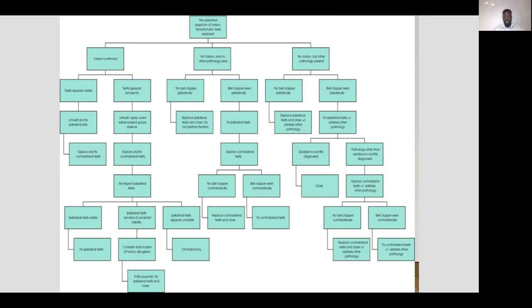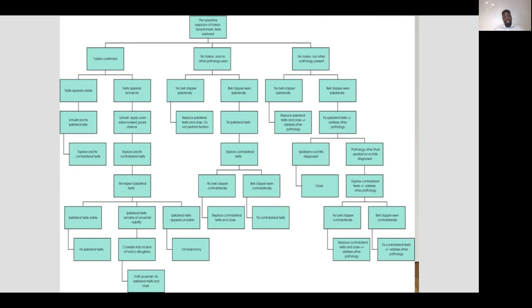This is quite important. By the time you're done with the contralateral side and you have a look at the ipsilateral testicle, if it appears viable, just fix it and close up. If you're not sure whether it is viable, consider a stab incision on the tunica albuginea to see if there's any bleeding. If it is still uncertain, just fix the testicle and close it back, and you can do serial ultrasound scans to see what that testis is like.